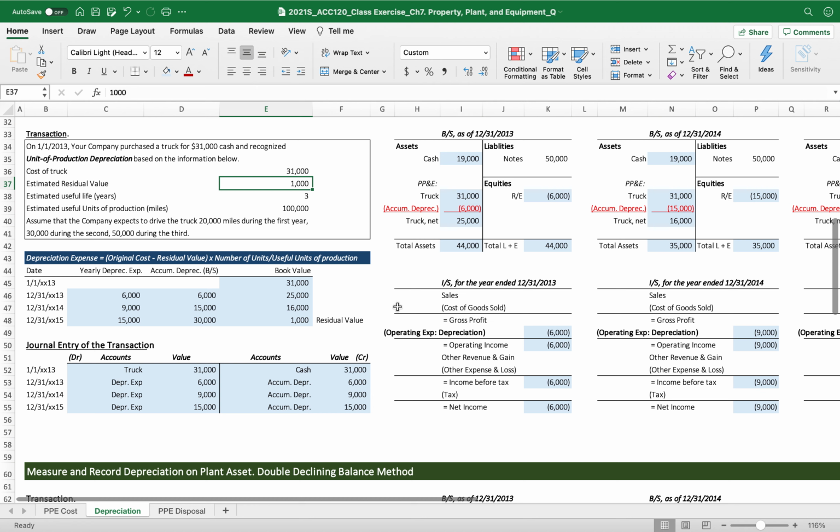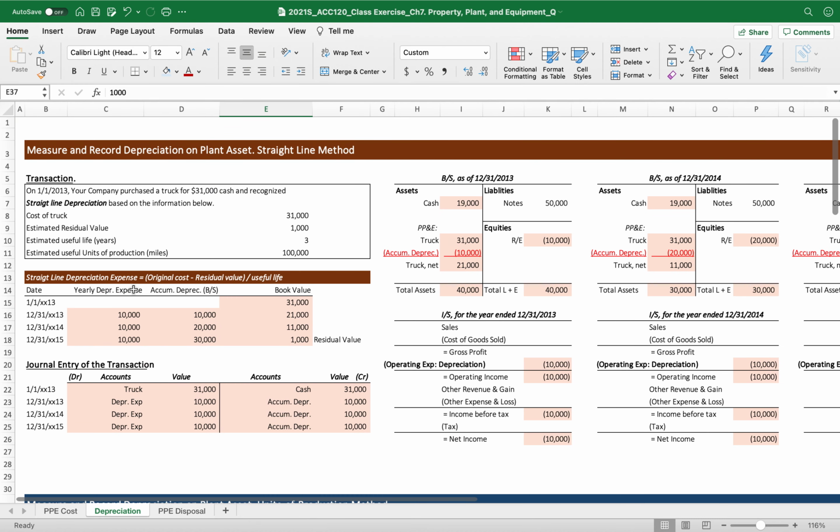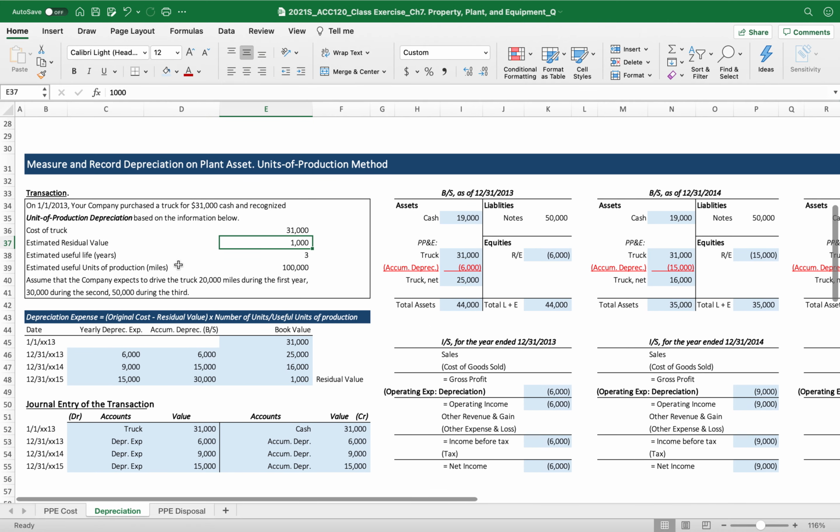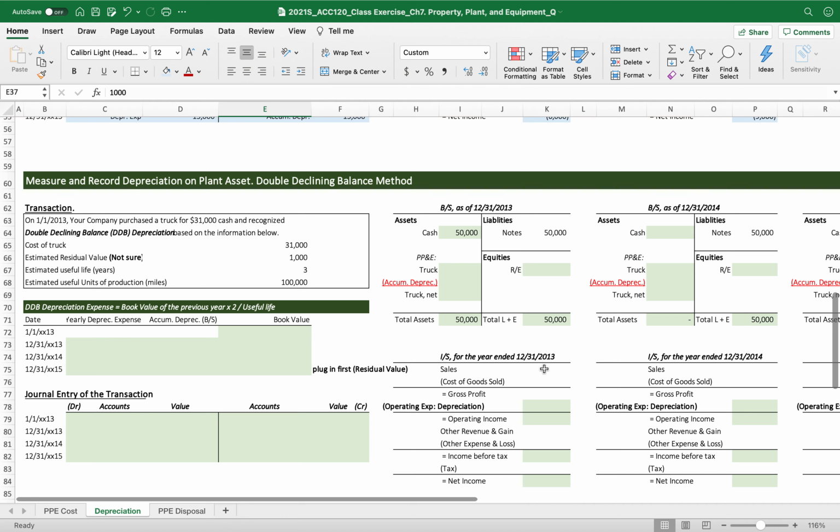Okay, this is how we allocate the cost of this truck, $31,000, based on the units of production. This depreciation method is a little bit more specific than the straight-line method. With the straight-line method we just allocate evenly throughout the years, the equal amount. But in this case, units of production depreciation, we allocate the $31,000 based on the actual use of the asset, based on the driving miles. Okay, see you in the next video clip for the double declining balance method. Bye bye.